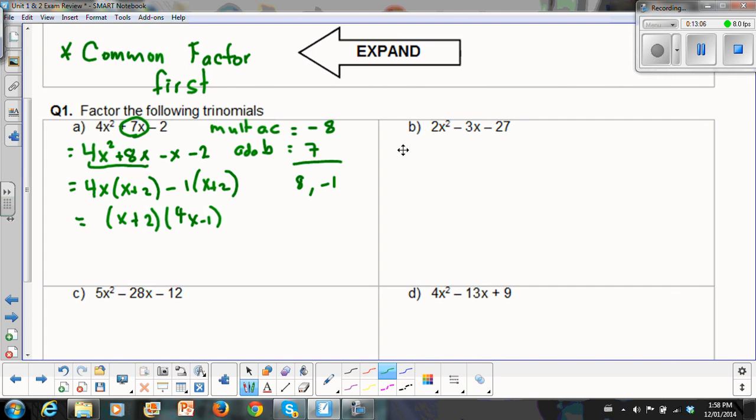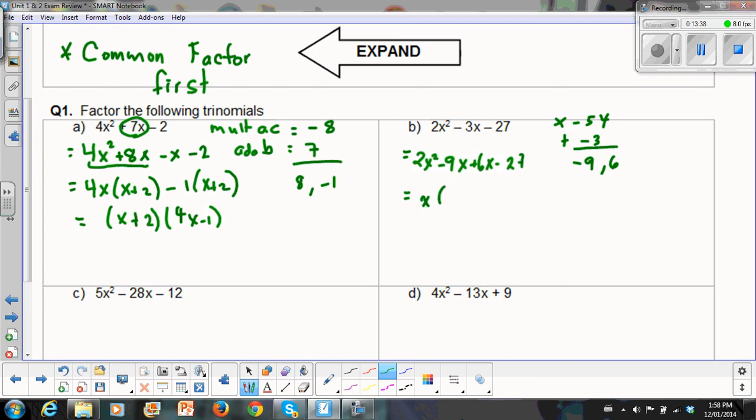If we take a look at this next one, we're going to do the same thing. So what multiplies to -27 times 2 is -54. And what adds to -3. So we're looking at 9 and 6. We want the 9 to be negative to make it add to -3. So we rewrite it as 2x squared minus 9x plus 6x minus 27. And it doesn't matter which order you put these two factors in. Either way it will work out.